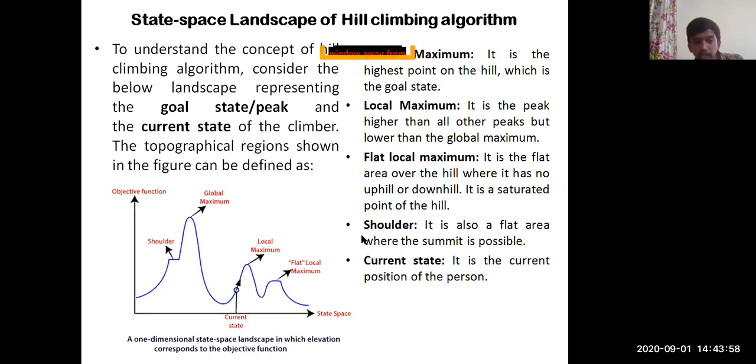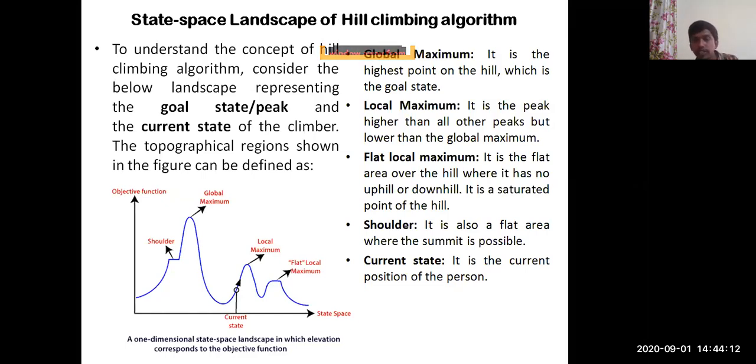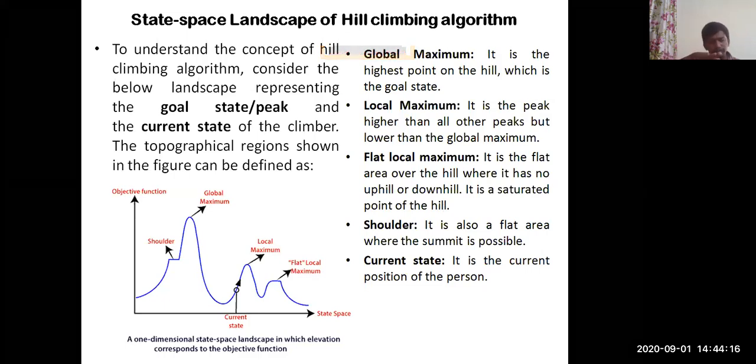Next one is the local maximum. This is again an important thing. The local maximum is the next highest peak after your global maximum. The second highest peak is called your local maximum. And next one is the flat local maximum. It is the flat area over the hill where there are no uphills or downhills. We call it a flat surface, and it is a local maximum.